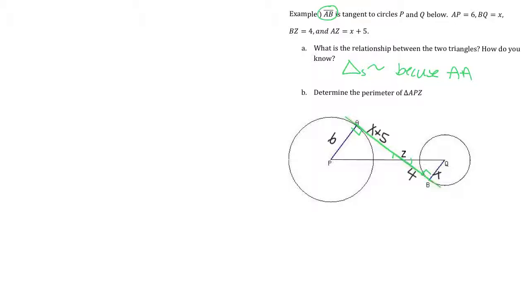So again, if I have similar triangles, I could set up my proportion. So it says find the perimeter of triangle APZ. That's this triangle here. But to find that perimeter, I first need to know x. So let's set up a proportion to solve for x. I see that my first radius is 6. My other radius is x.